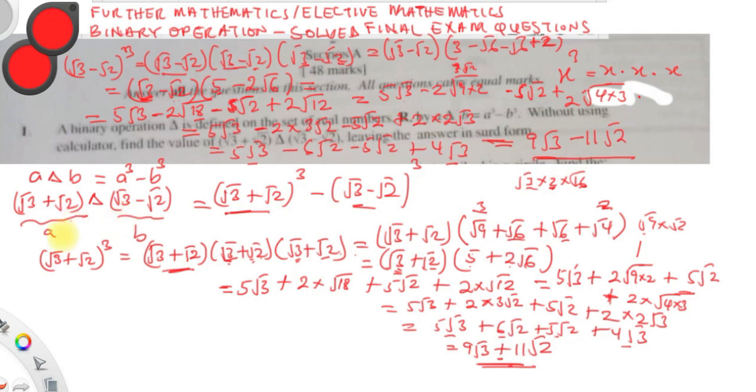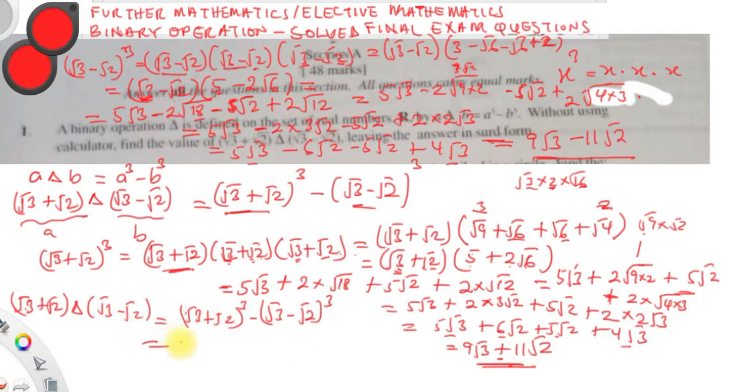So this implies a square root of 3 plus square root of 2, then the bracket square root of 3 and square root of 2, which is equal to what? Square root of 3 plus square root of 2 all raised to the power 3 minus square root of 3 minus square root of 2 all raised to the power 3. Is equal to what? What is the answer of this?